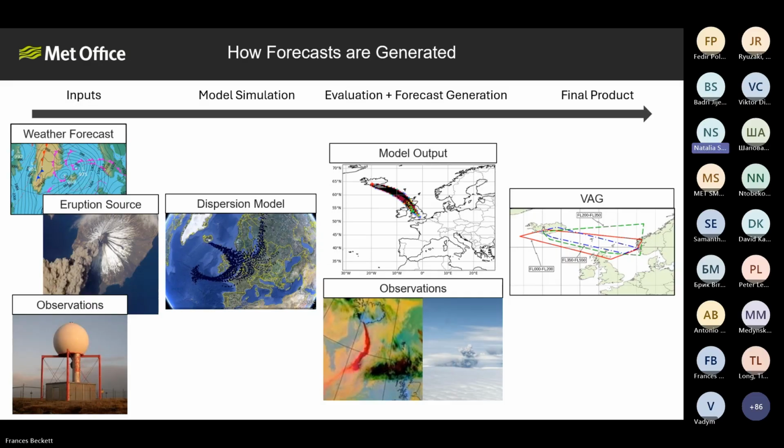Our models are also driven by meteorological data. We want to know, quite simply, which way is the wind blowing. So we need to know what the weather forecast is. And both the weather forecast and the eruption source parameters are underpinned by observations.